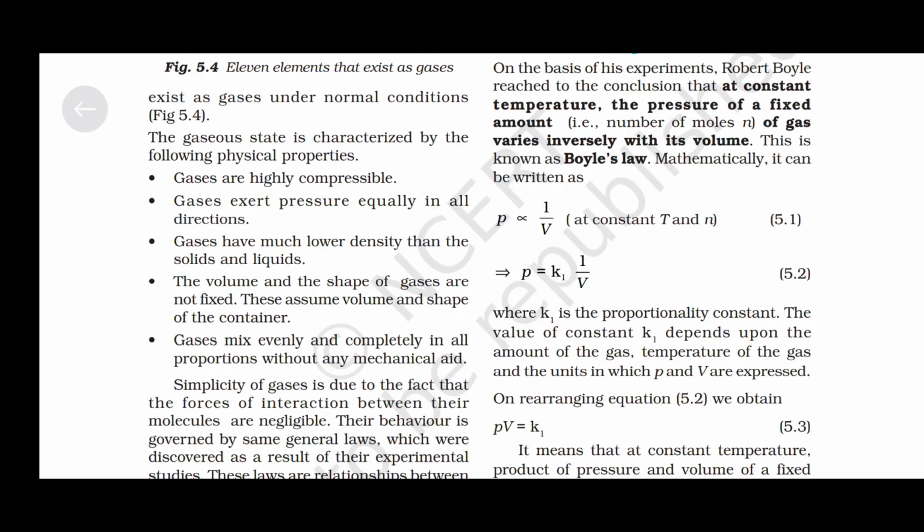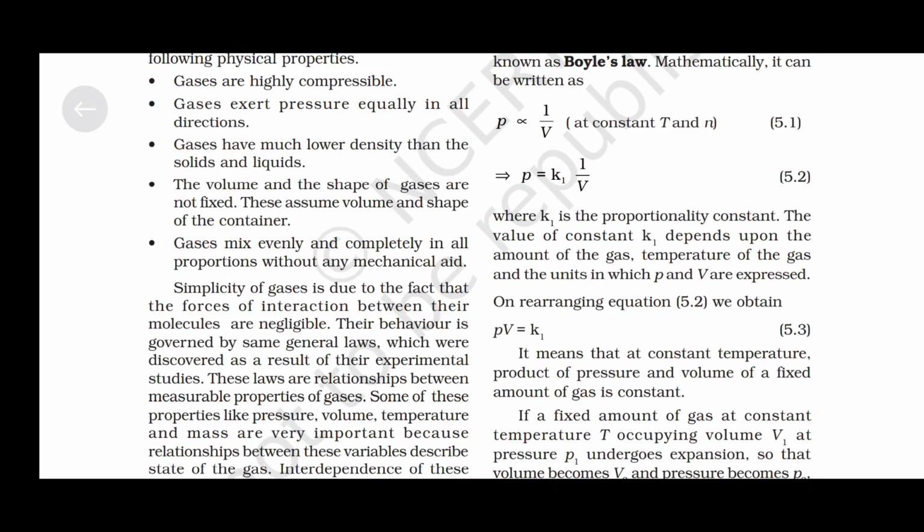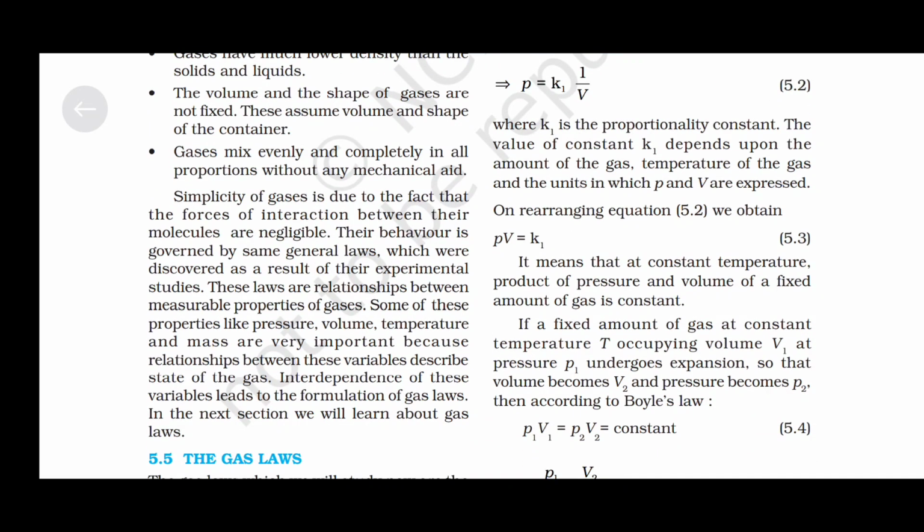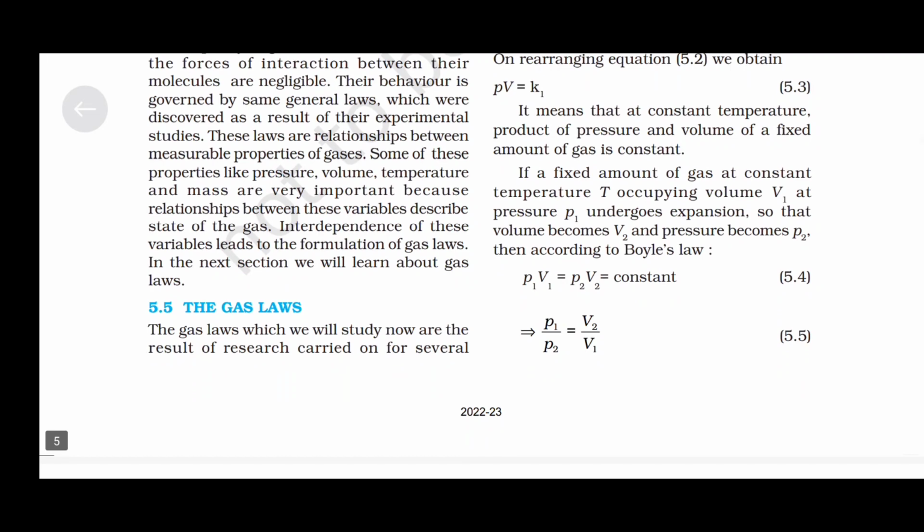On rearranging the equation, we obtain PV is equal to k1. It means that at constant temperature, the product of pressure and volume of a fixed amount of gas is constant. If a fixed amount of gas at constant temperature occupying volume V1 at pressure P1 undergoes expansion so that volume becomes V2 and pressure becomes P2, then according to Boyle's law, P1V1 is equal to P2V2 is equal to constant. Therefore, P1 upon P2 is equal to V2 upon V1.